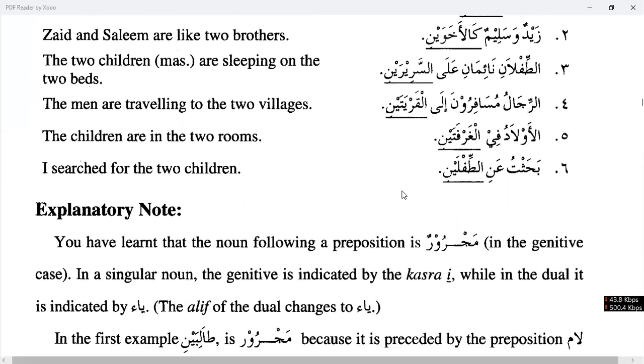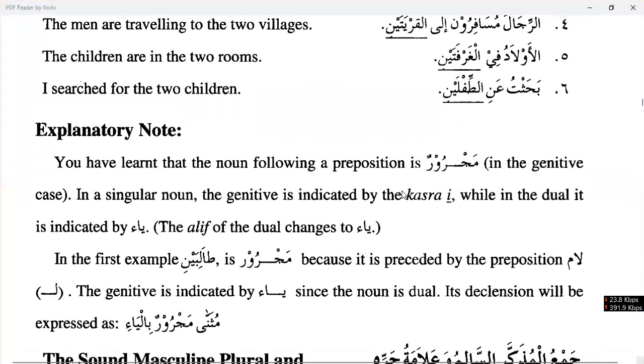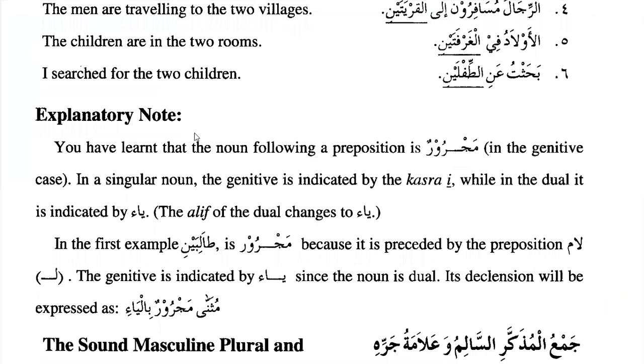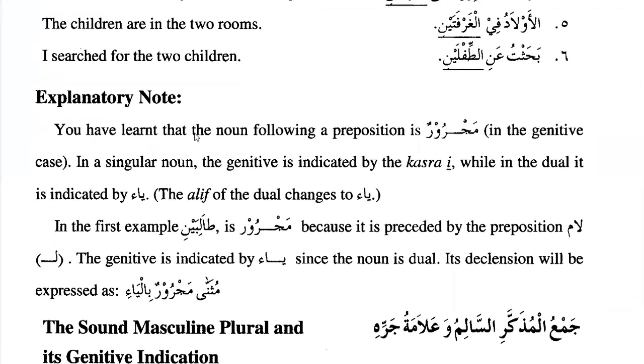So next we have the explanatory note. Here we will learn the explanation of whatever we have learned so far. Rizwana. Assalamu alaikum. Wa alaikum assalam wa rahmatullahi wa barakatuh. You have learned that the noun following a preposition is majroor, in the genitive case. In a singular noun, the genitive is indicated by the kasra, while in the dual, it is indicated by ya. The alif of the dual changes to ya. In the first example, talibaini is majroor because it is preceded by the preposition la.